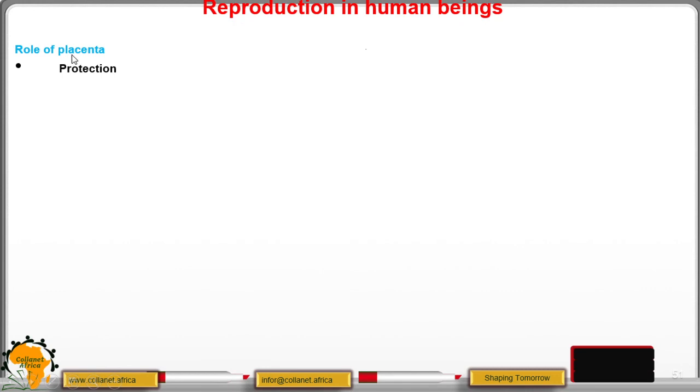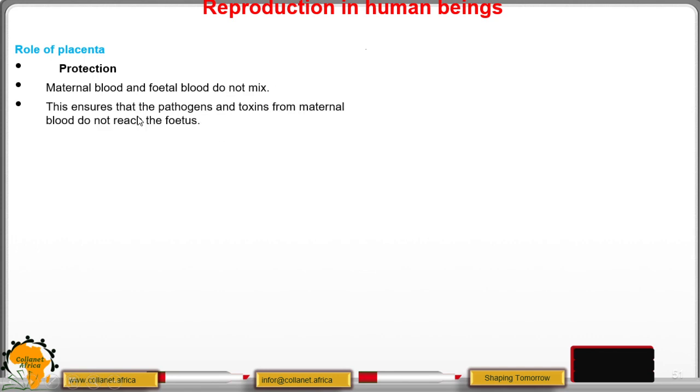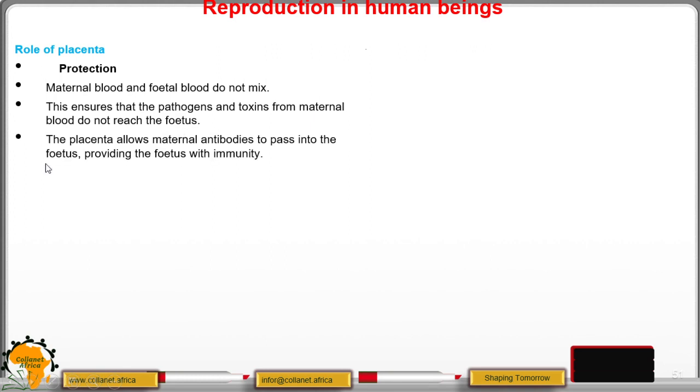Let us now discuss the roles of the placenta. One of the major roles of the placenta is protection. Maternal blood and fetal blood never mix. This ensures that pathogens and toxins or poisonous substances from maternal blood do not reach the fetus. The placenta allows maternal antibodies to pass into the fetus, thus providing the fetus with immunity.